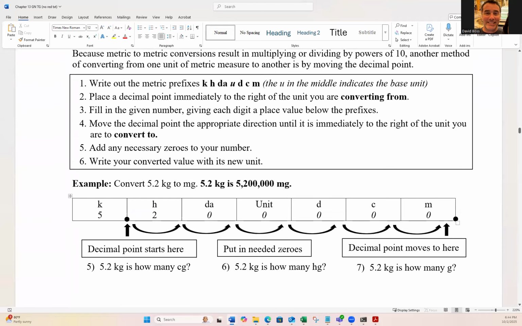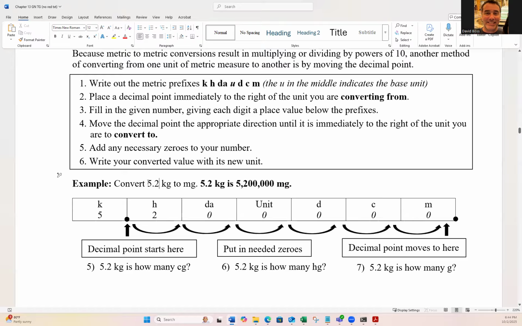Because metric to metric conversions result in multiplying or dividing by powers of 10, another method of converting from one unit of metric measure to another is by moving the decimal point. This is why the metric system is supposed to be so much better than the English system, because you don't have to multiply by 8, multiply by 2, multiply by 4. Everything's 10, 10, 10, 10. So you can just move the decimal to the left or to the right.